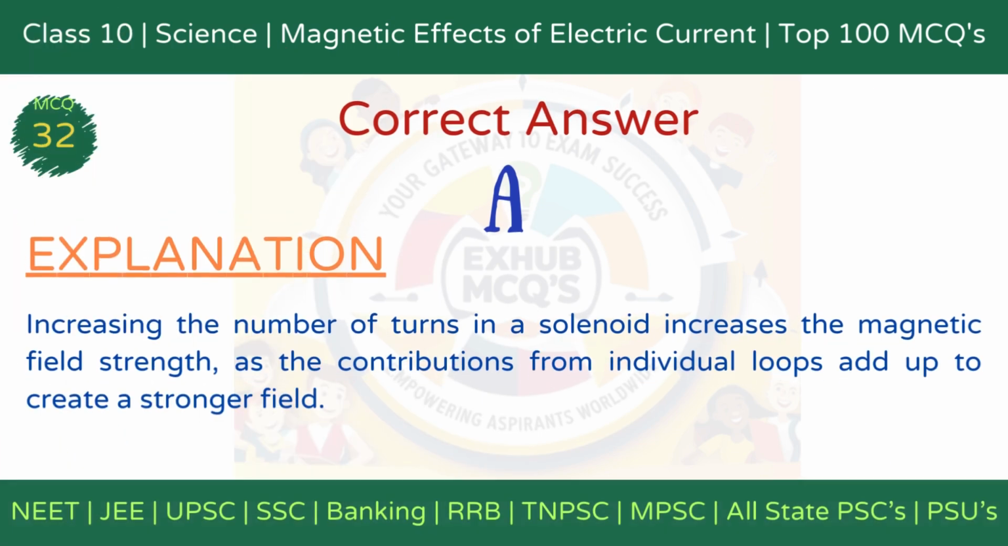The correct answer is option A, field strength increases. Explanation. Increasing the number of turns in a solenoid increases the magnetic field strength, as the magnetic field produced by each turn adds up to create a stronger field.